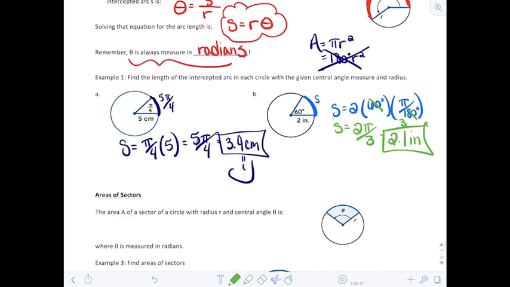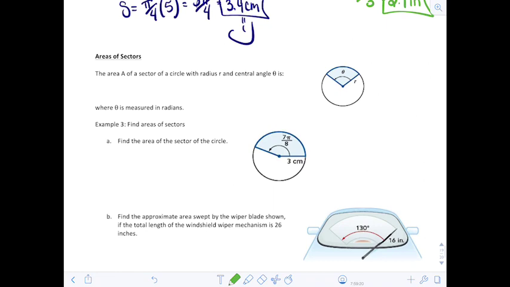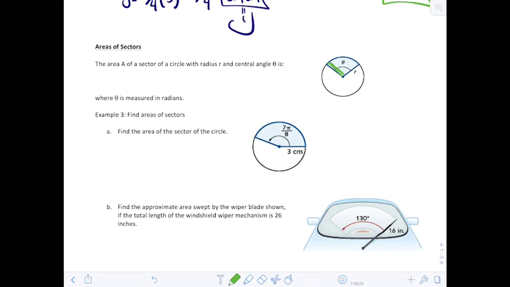Okay, now we're going to talk about areas of sectors. So now instead of the arc length, we want all of this inside. So the area of a sector of a circle with radius r and central angle theta is going to be area equals 1/2 theta r squared. Very similar to the area of a circle.